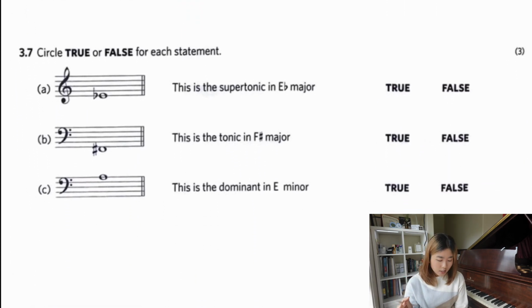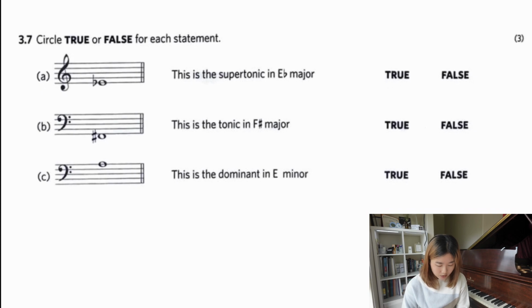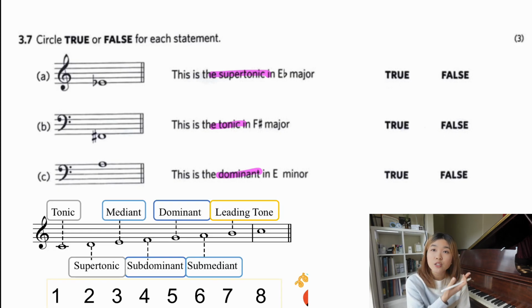Okay, last section of the keys and scales. So this is a true or false statement. Okay, there are some technical terms you have to know before you do this question, which is the technical names of the scale degrees. I just want to do some revision and also pull up the table here. Tonic, supertonic, mediant, subdominant, dominant, submediant, leading tone. Okay, which means steps of our scale.